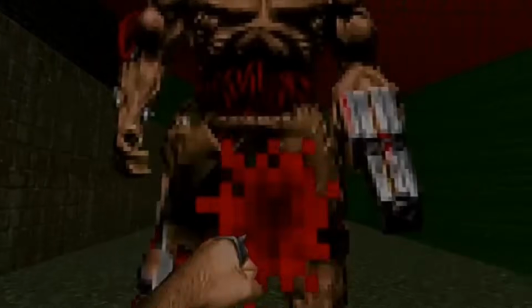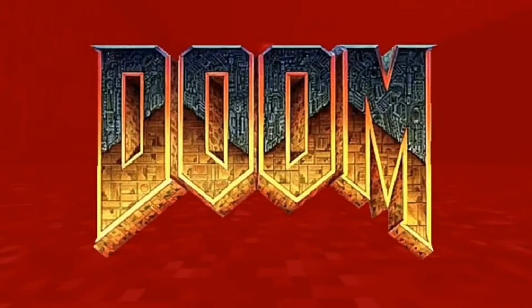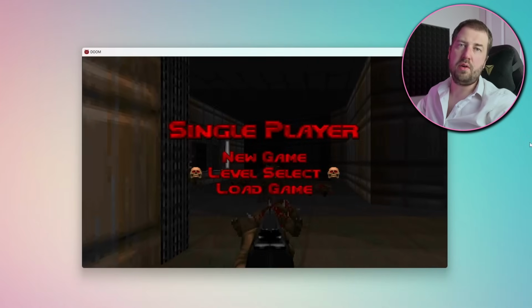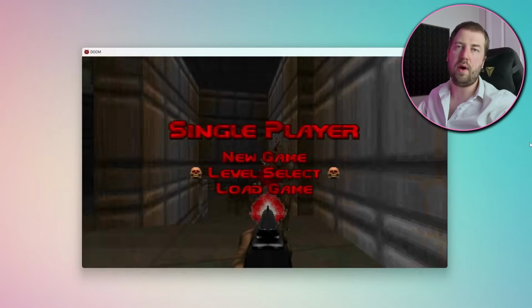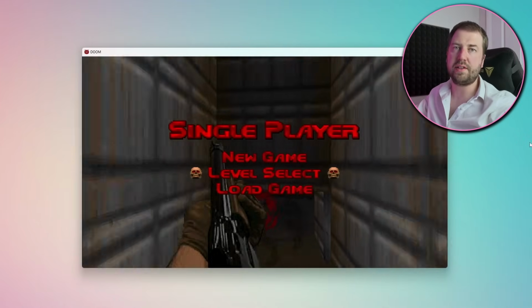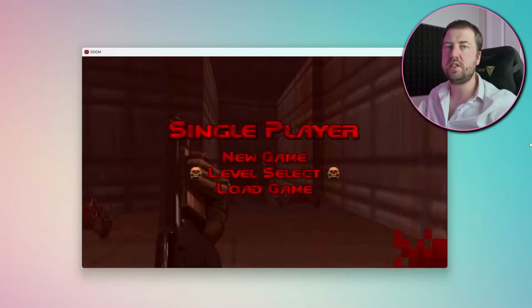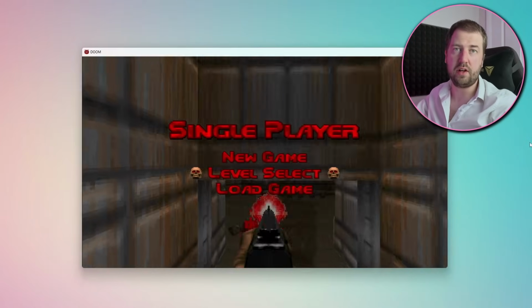Let's find out. Rewinding the clock to 1993, the original Doom is a masterpiece of engineering. So let's dive into the guts a bit. The first thing to note is that this is entirely a software renderer. It doesn't use a graphics card because back when this was released, computers didn't have dedicated graphics cards.